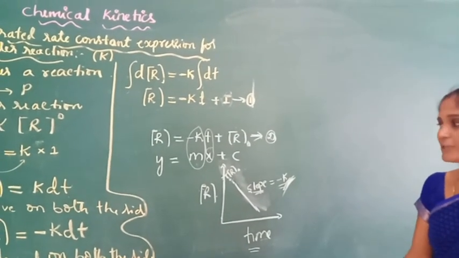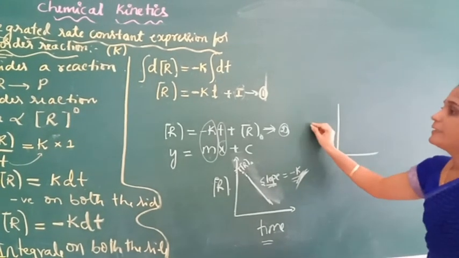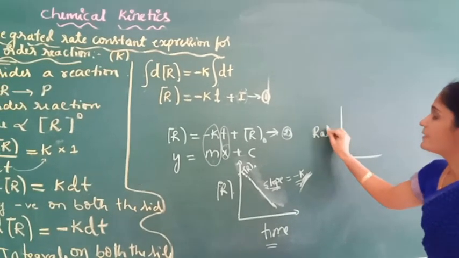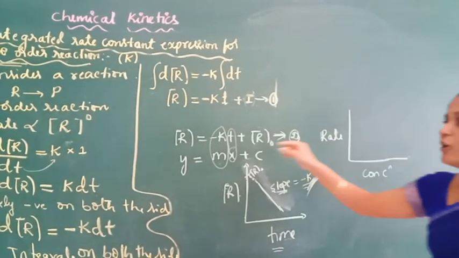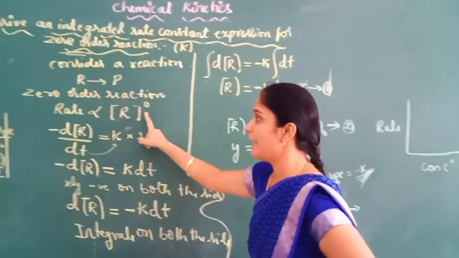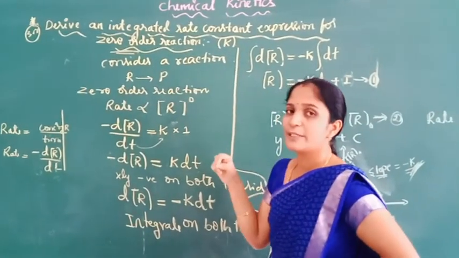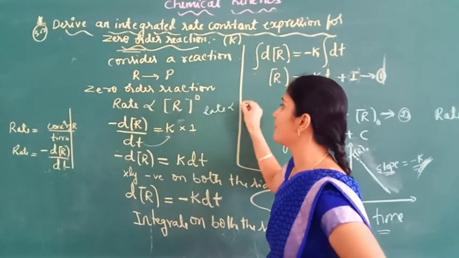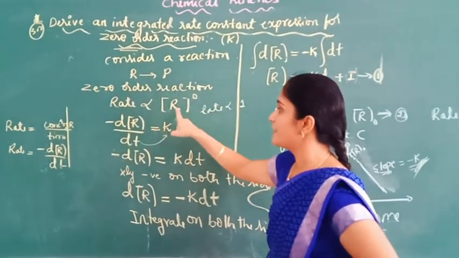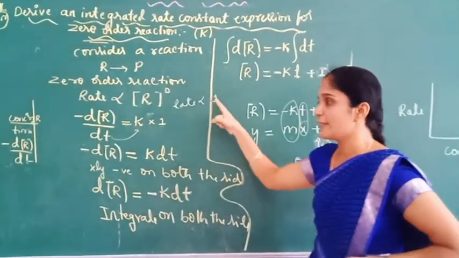And also we know that if we plot rate versus concentration for a zero order reaction, rate is independent of concentration of the reactant. That means rate is proportional to concentration to the power of 0, which means 1. Therefore, for a zero order reaction, rate is independent of concentration of the reactant.